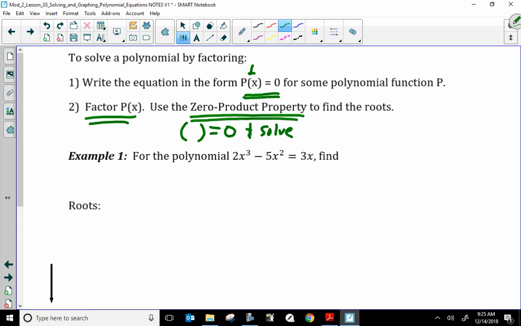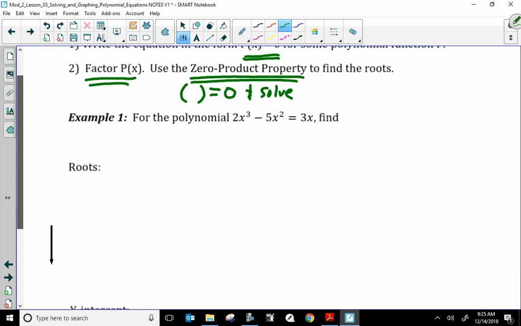So let's take a look at example 1. All right, we're going to set this equal to 0. I'm going to bring my 3x over.